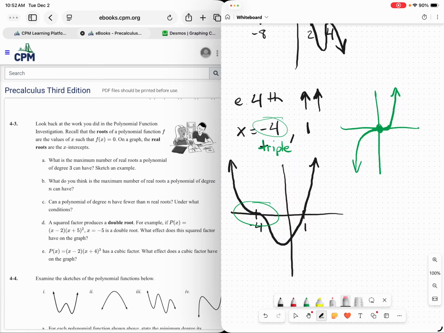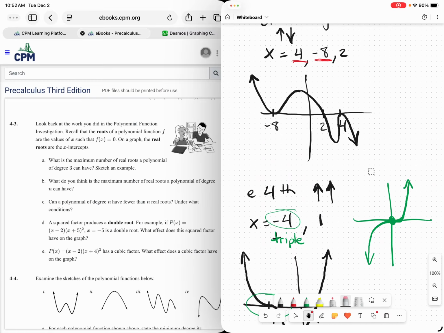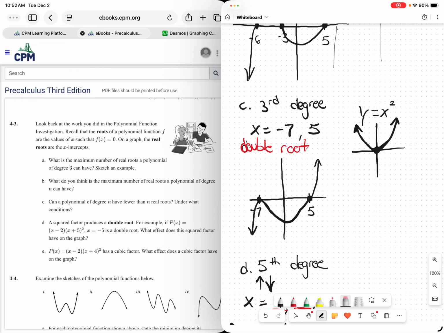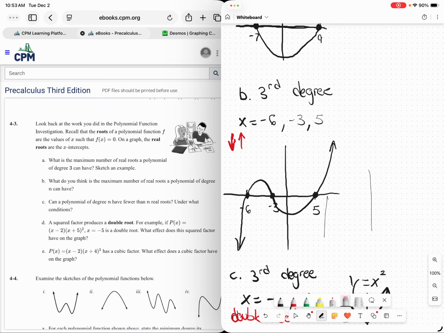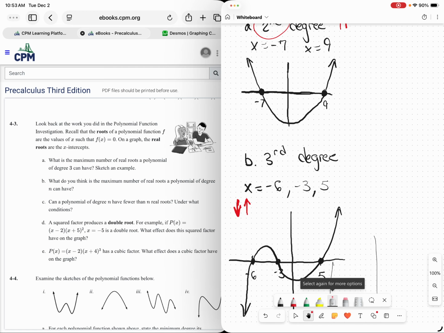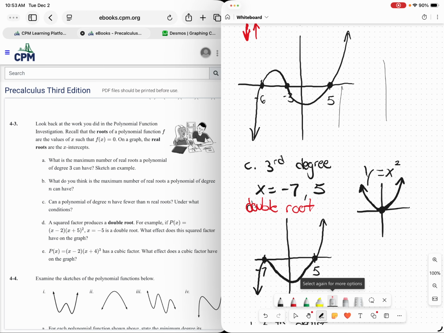So A, what is the maximum number of real roots a polynomial of degree 3 can have? So we've already seen some third degree, right? Well, it can have 3. There you go, right here. You see there's 1, 2, 3 real roots. What do you think the maximum number of real roots a polynomial of degree n can have? Well, n. Again, that degree tells you how many possibilities there are. There's n possibilities.